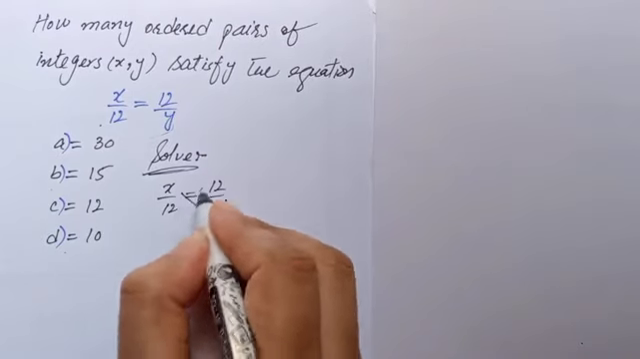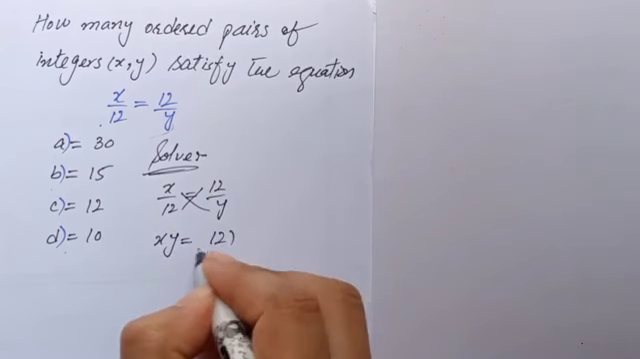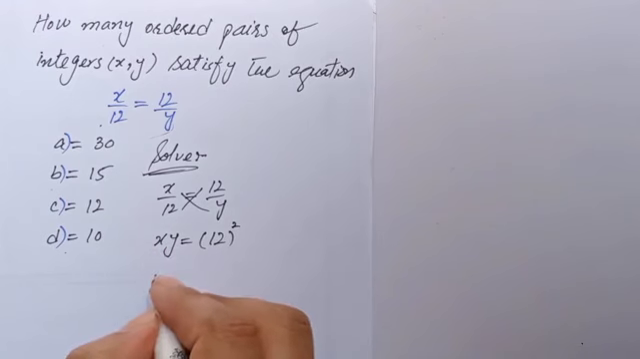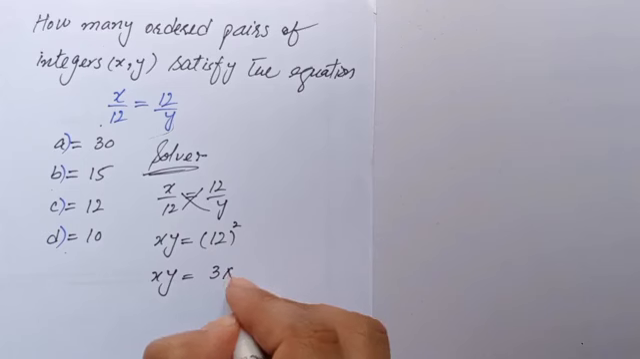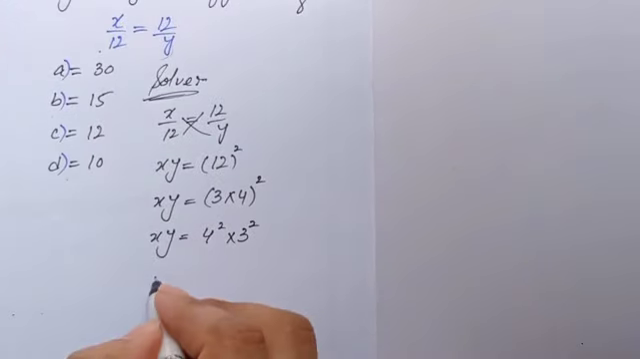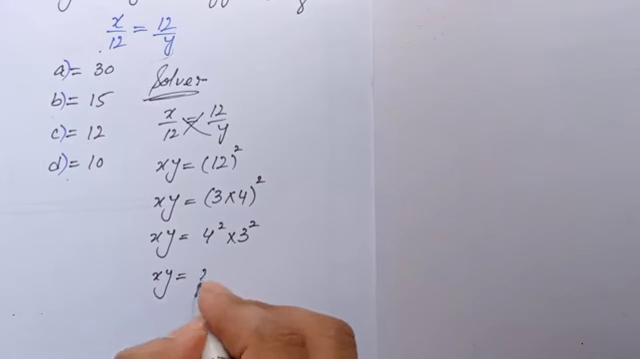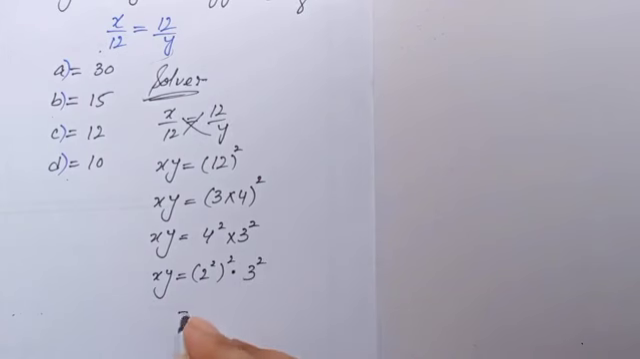Firstly, we will cross multiply: xy is equal to 12 squared. As here 12 is squared, I write it as 12 square. So xy is equal to 3 multiplied by 4 squared, as 12 can be written as 3 multiplied by 4, so I can write this as 4 squared and 3 squared by separating this power. So xy is equal to 2 squared times 3 squared. So this can be written as 2 raised to power 4 times 3 raised to power 2.